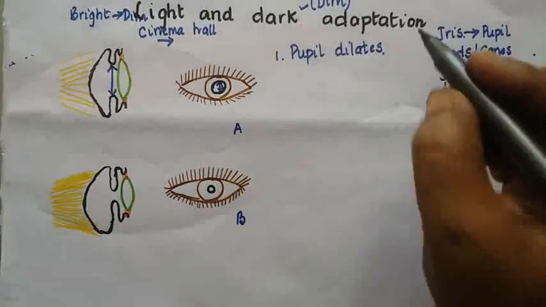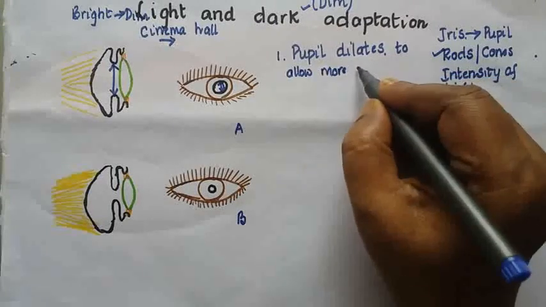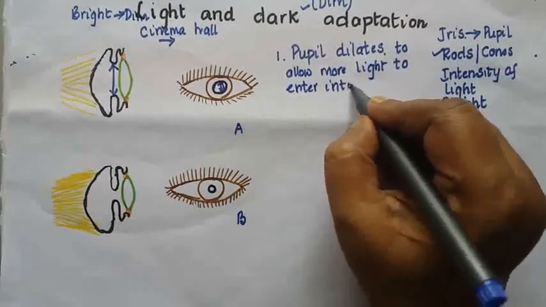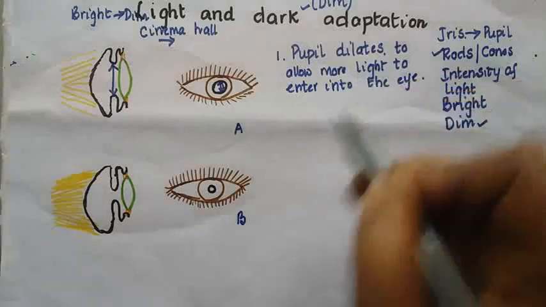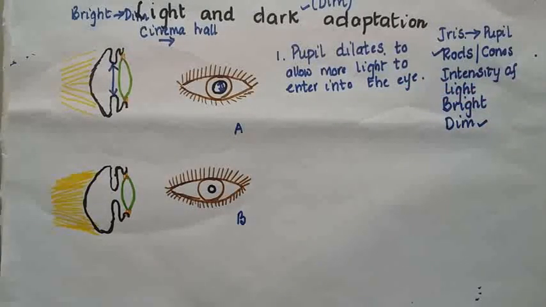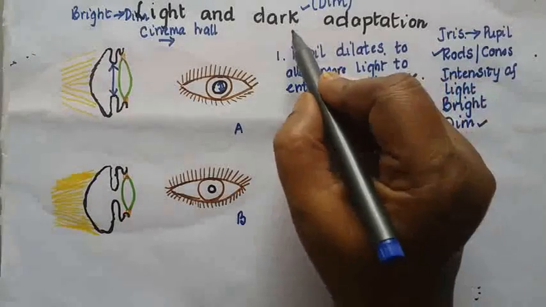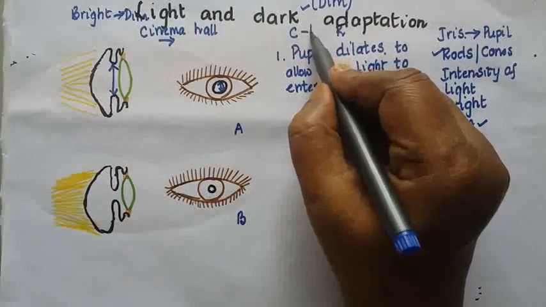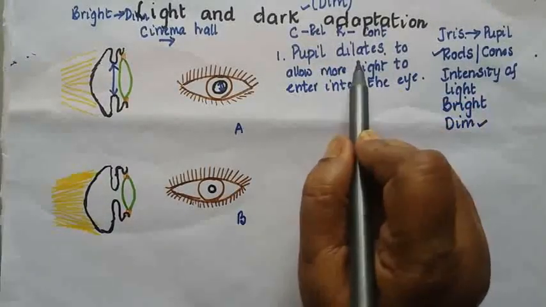Why does the pupil dilate? The pupil dilates to allow more light to enter into the eye. Yes, children. So what is the first change that we find in the eye? The pupil undergoes dilation so that it allows more light to enter into the eye. And probably, children, you know that when the pupil dilates, we have this iris comprising circular muscles followed by radial muscles. So in the sense, the circular muscles will undergo relaxation, the radial muscles undergo contraction, which enable the pupil to undergo dilation.